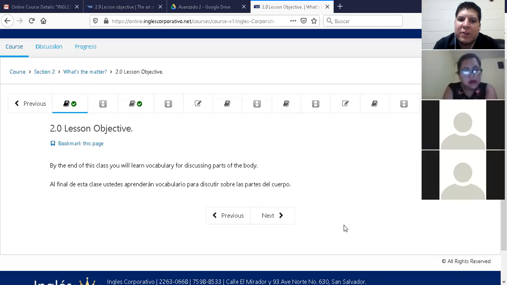By the end of this class, you will learn vocabulary for discussing parts of the body. How do you say cuerpo? Body. How do you say parte del cuerpo? Part of the body.